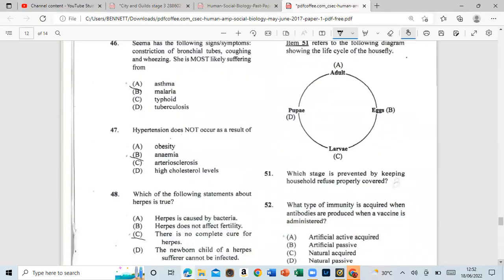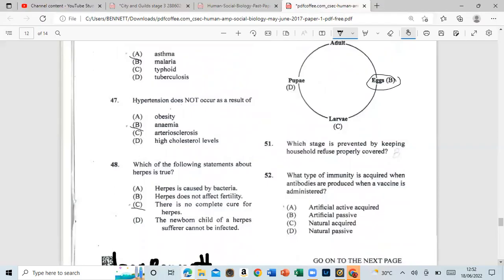51. Item 51 refers to the following diagram showing the life cycle of a housefly: adult, egg, larva, pupa. Which stage is prevented by keeping the household fly properly covered? Larva, egg, pupa. So that will be the egg. So that's B. Thanks.